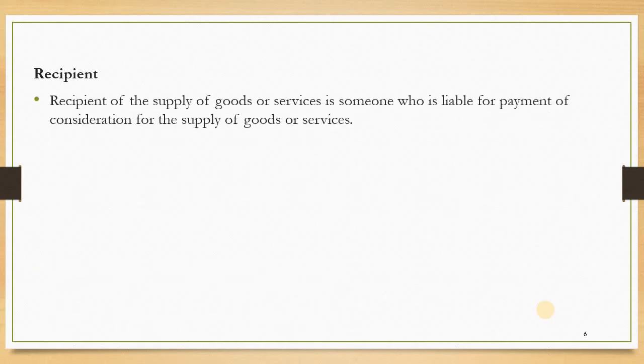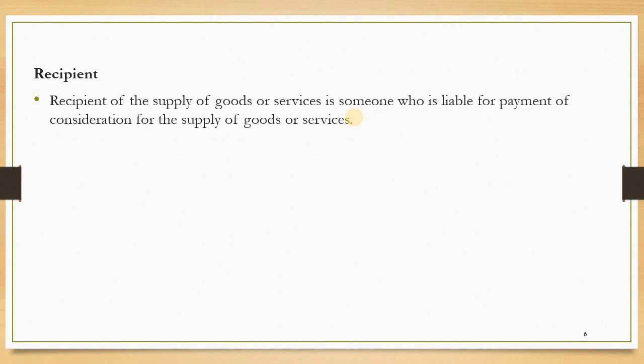Now let's go to the location of the recipient. Now who is a recipient? Recipient means any person who is liable for the consideration for the supply of goods or services, or liable for the payment of consideration for the supply of goods and services. In the sense, one who makes the payment is the recipient, or one who receives the goods and makes the payment. That person is considered as a recipient.